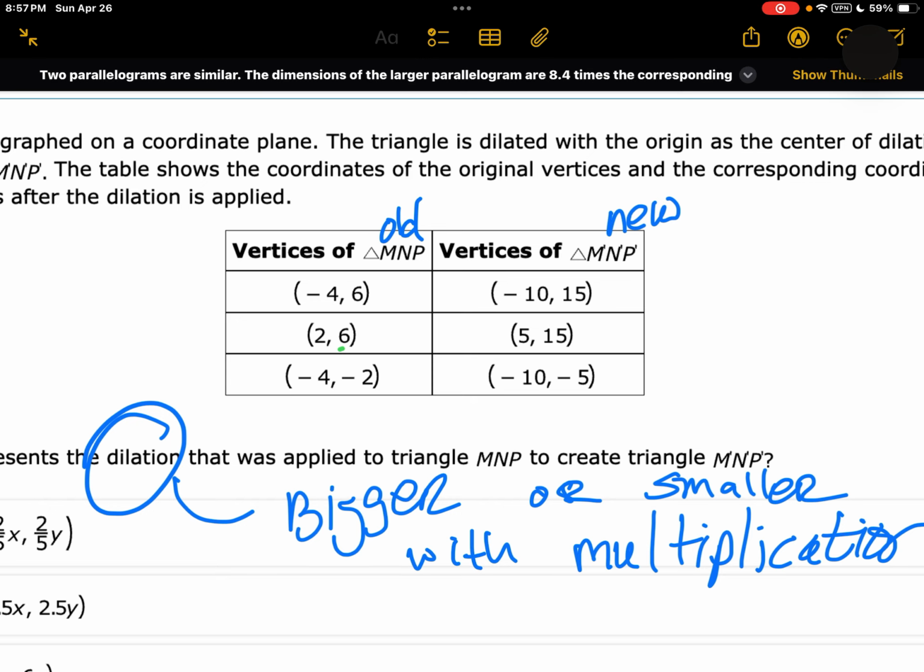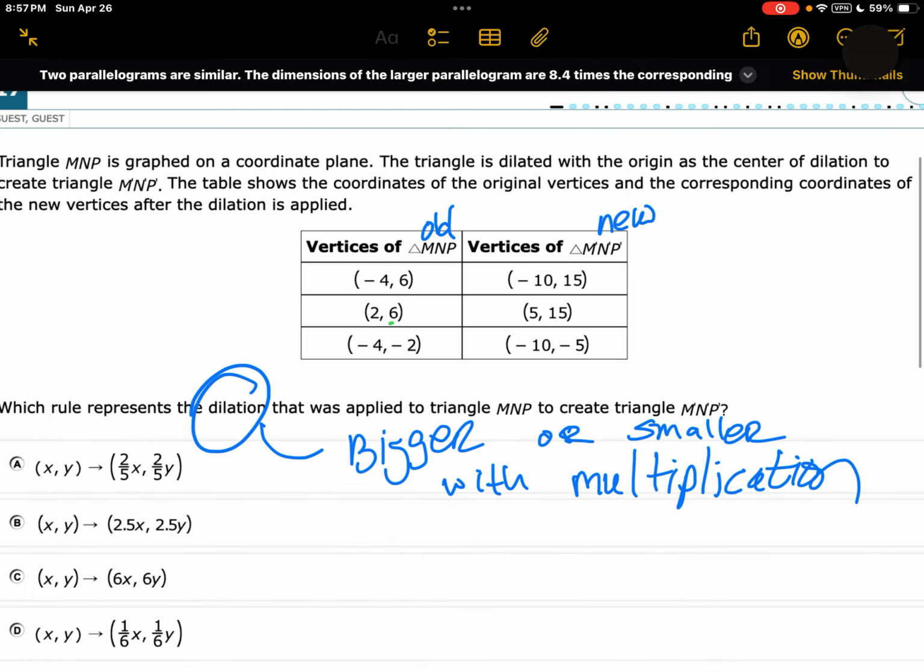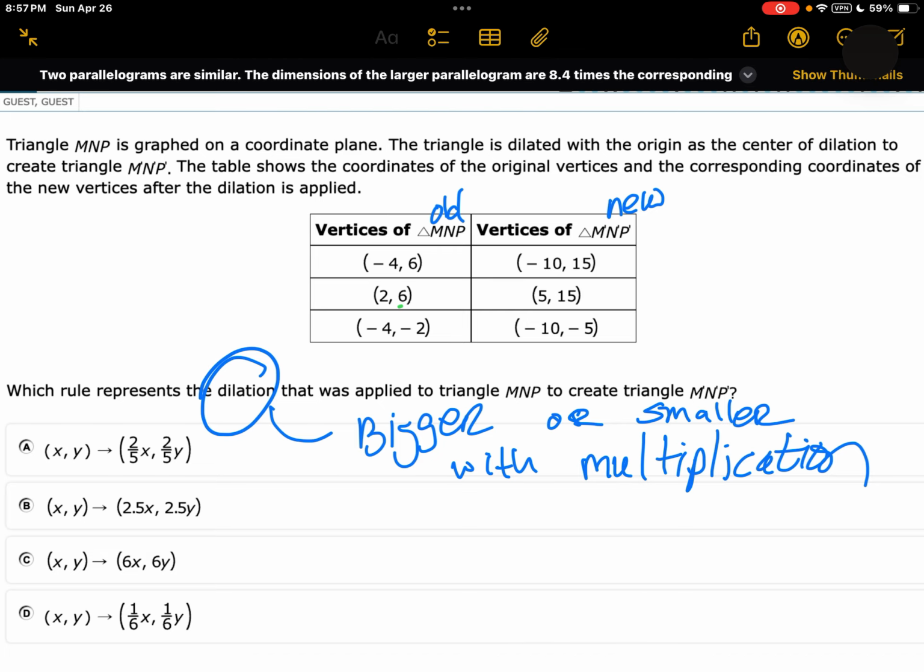And don't forget, it's always what do I do to the old to get to the new. Old to new. Now, what's great here is I can take anywhere on the old shape and use it with the matching part of the new shape. Okay, so if you want to you can challenge yourself and pick this -4, that's cool, as long as you match it up with the -10. But I don't want to do that. I don't like using negatives, not when I have positive numbers available.